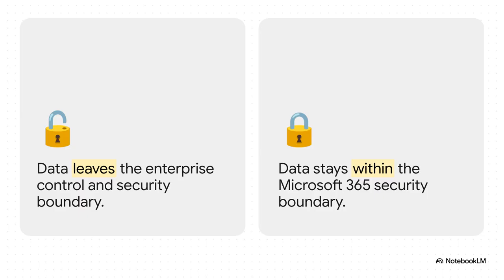But banning AI today is basically like banning email back in 1999. Employees will absolutely find a way to use it, and driving it underground just totally ruins your data governance. So the real solution? It's Microsoft 365 Copilot.